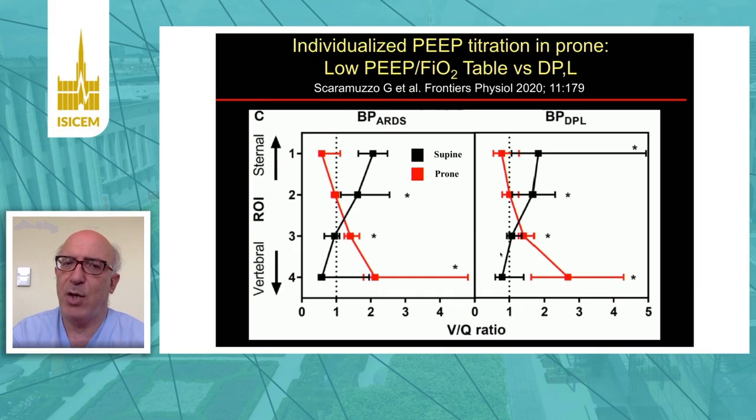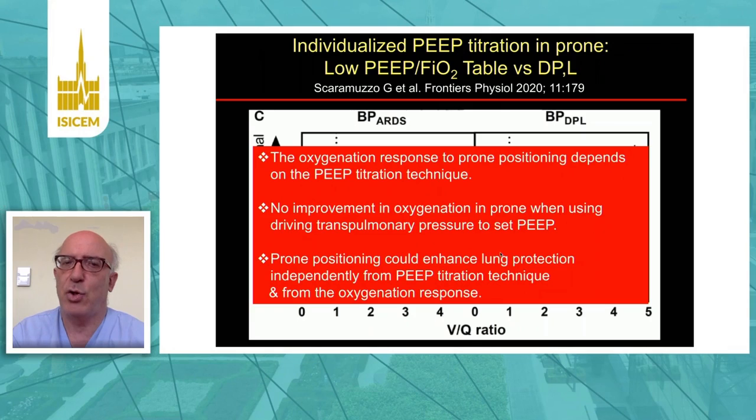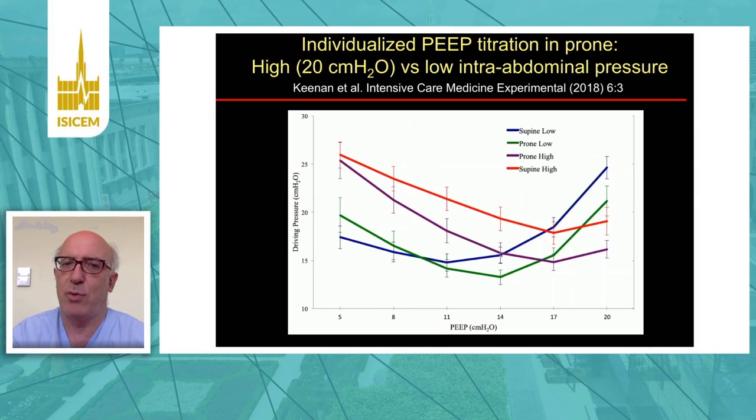And the same for the VA/Q ratio, which was of course reversed when the animal was set in prone position, but substantially the improvement in oxygenation was better when PEEP was set by using individualized PEEP by the FiO2 table as compared to the best driving transpulmonary pressure. So the oxygenation response to prone position depends on the PEEP titration technique. There was no improvement in oxygenation in prone when using driving transpulmonary pressure to set PEEP, and prone position could enhance lung protection independent from PEEP titration technique and from the oxygenation response.